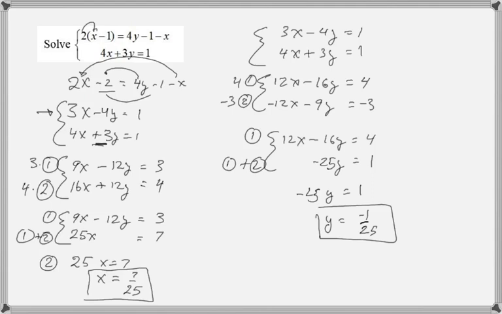Now I know the value of x and the value of y together. I just need to make sure that I write this as an ordered pair. x is 7/25 and y is negative 1/25.